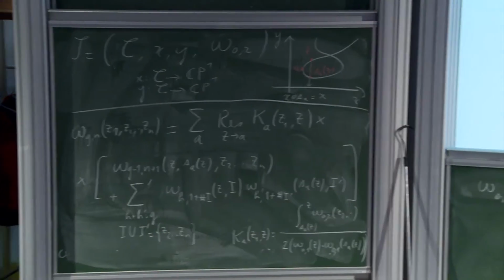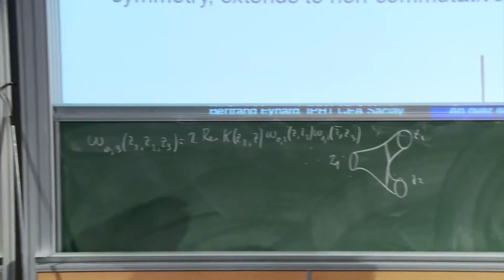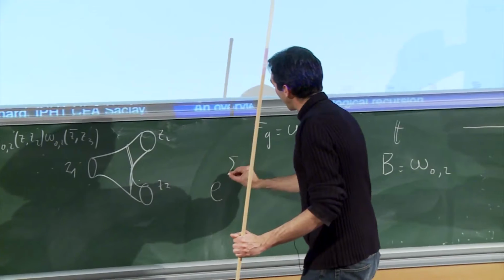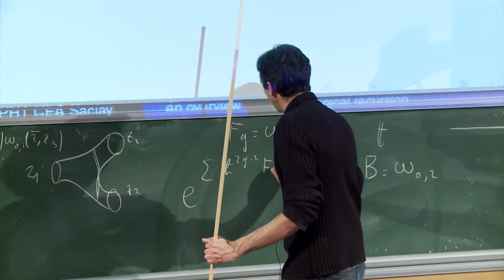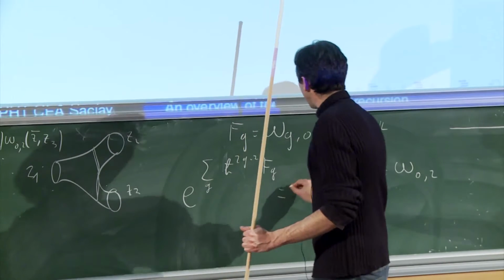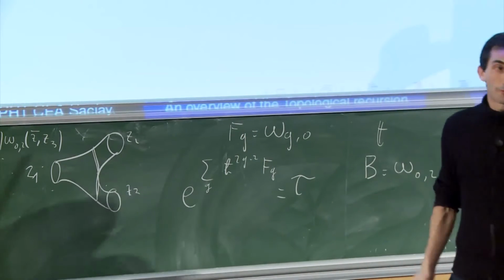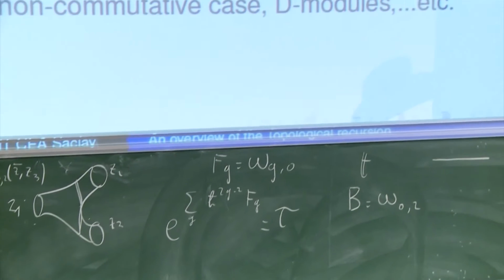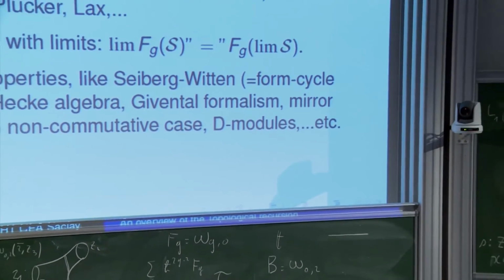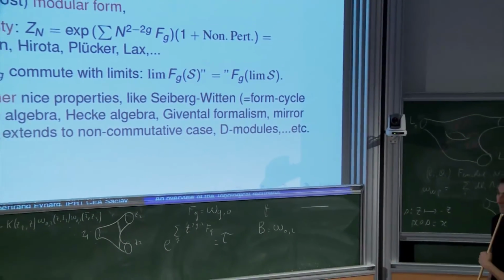If you take all the series of the FGs and make this series, 1 over h bar to the 2g minus 2 FG, well, this is the tau function of some integrable system. What are the coordinates, the independent variables? Well, for the moment, there is a single curve. What do you mean by that?